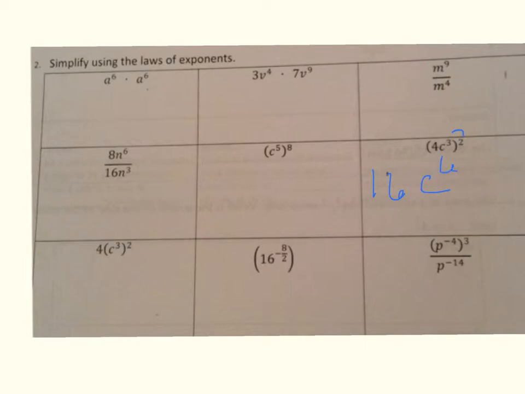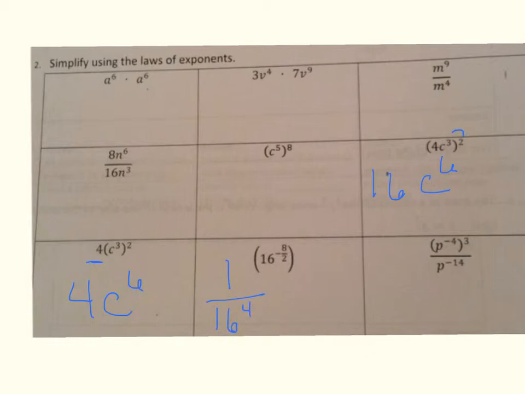Now remember, before you do this one, the 4 is not inside the parentheses, so it's only c to the 3rd that's being squared. And the answer to that is 4c to the 6th. This next one, I'm not going to show you how to do it, but remember I told you you need to have it done. Remember, it's an unhappy, so 8 divided by 2 is -4, and then you got to make it positive, so you end up getting 1 over 16 to the 4th.